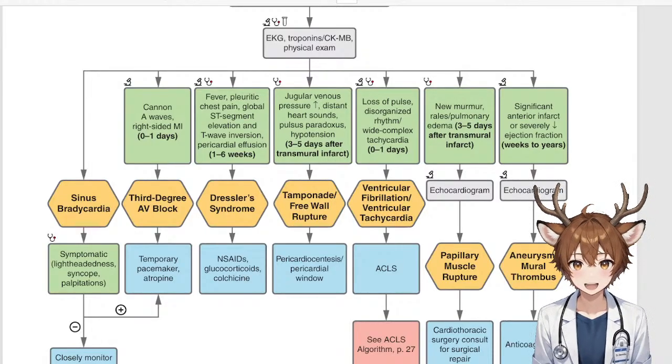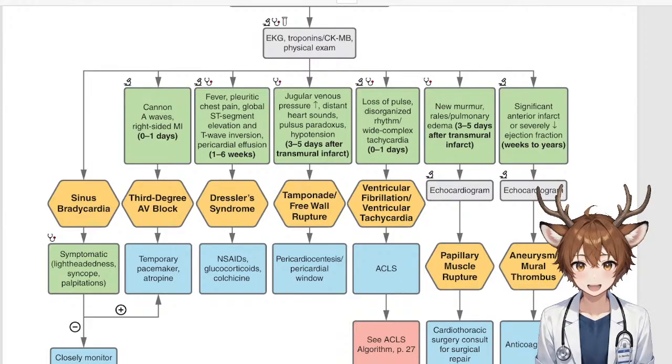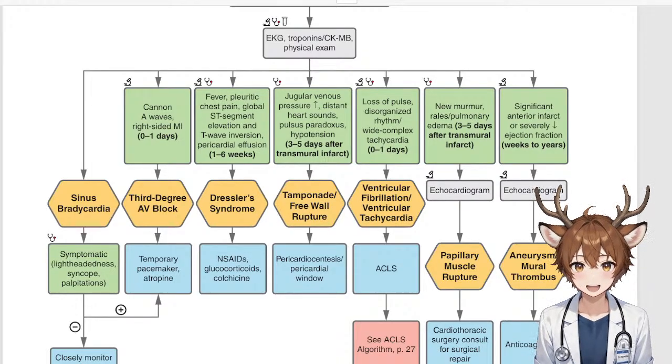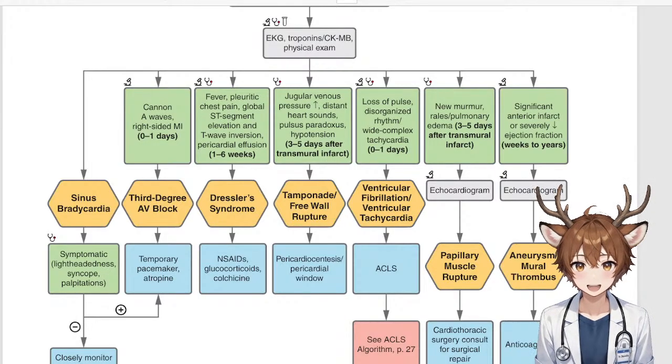Let's say we have a new murmur, okay, rales, pulmonary edema, 3 to 5 days after transmural infarct. What do we think? Well, what we want to do is do an echocardiogram. In that case, we can confirm papillary muscle rupture. In that case, what we want to do is a cardiothoracic surgery consult for surgical repair.